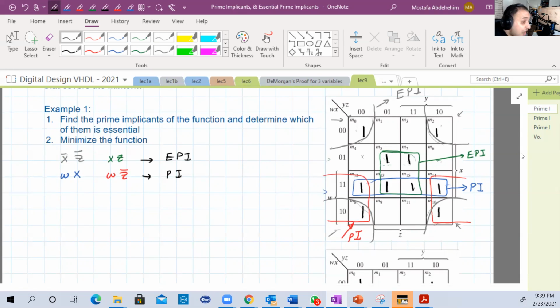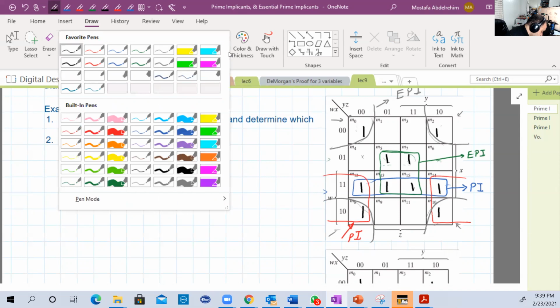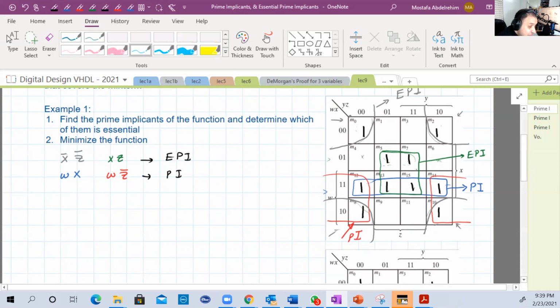So what we're gonna do now, we're gonna take first the essential prime implicants. Why? Because if we exclude any of these essential prime implicants, some of the ones will not be covered anymore. For example, if we exclude, let's draw this here. Yeah.